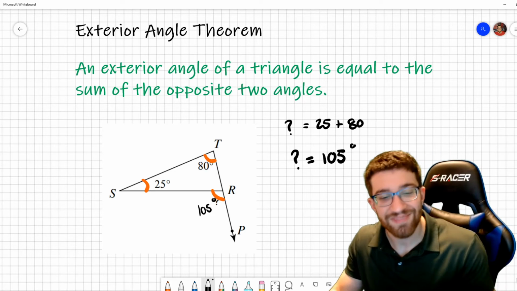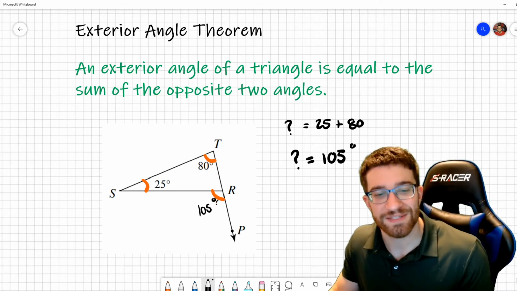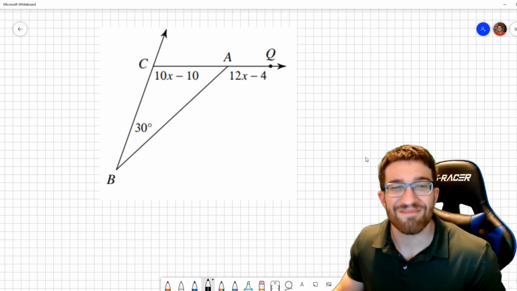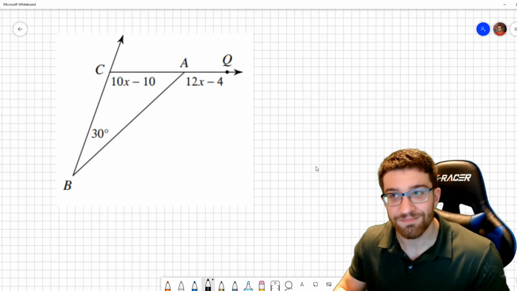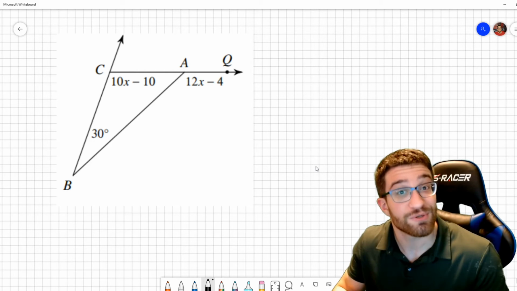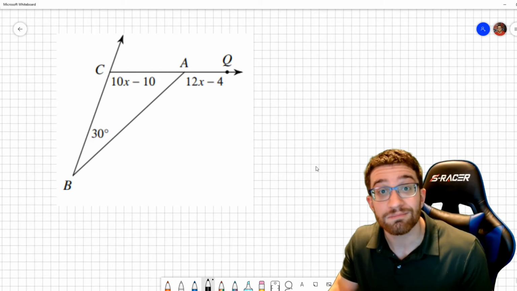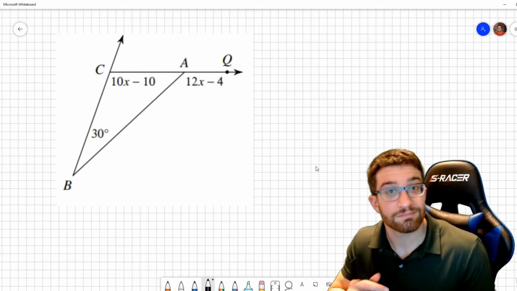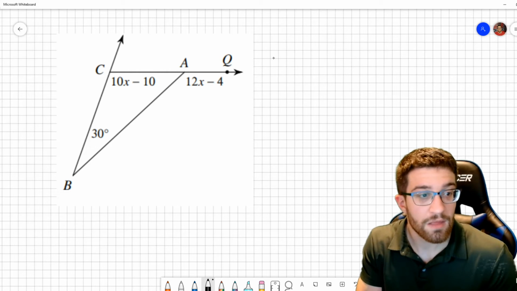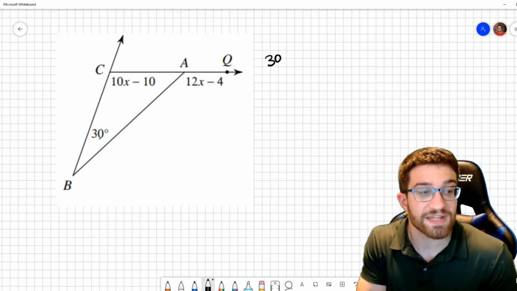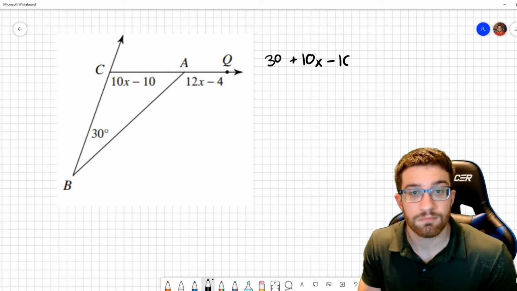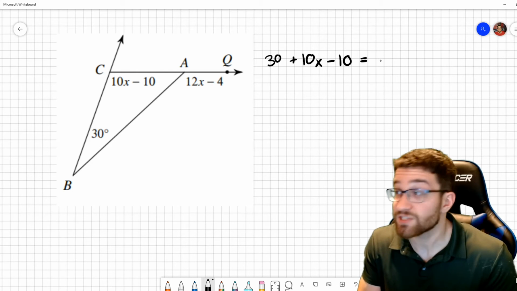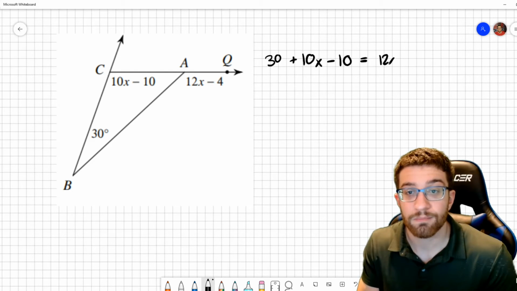For a final problem, it's another one where I'm going to pause the video if you're watching on Edpuzzle. This time it has some expressions. I'm going to pause the Edpuzzle and give you the opportunity to figure this one out on your own. The setup will look like this. We're going to say 30 because that's one of our known opposite angles. 30 plus 10x minus 10 is equal to the exterior angle, 12x minus 4.